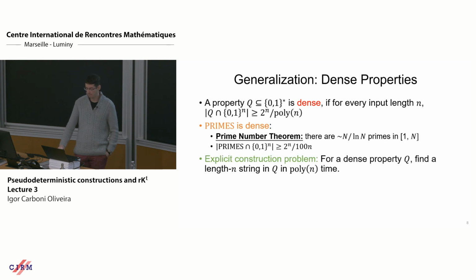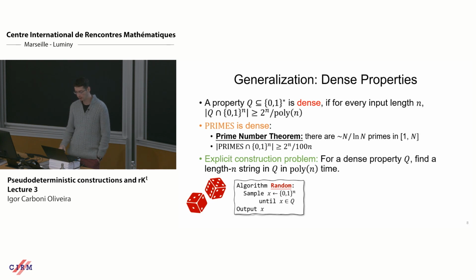And now we can ask this general question. So if I give you a dense property Q, can you find a yes instance of Q in polynomial time? Okay, so this is a generalization of the problem of generating primes. We call this the explicit construction problem for Q. We're going to assume it later, but for now, that's just the definition of the problem. Okay, I'll give you a dense property, can you generate a yes instance?